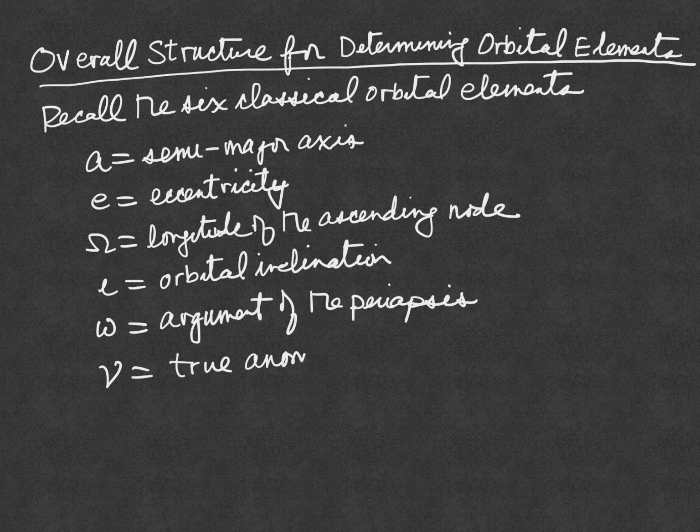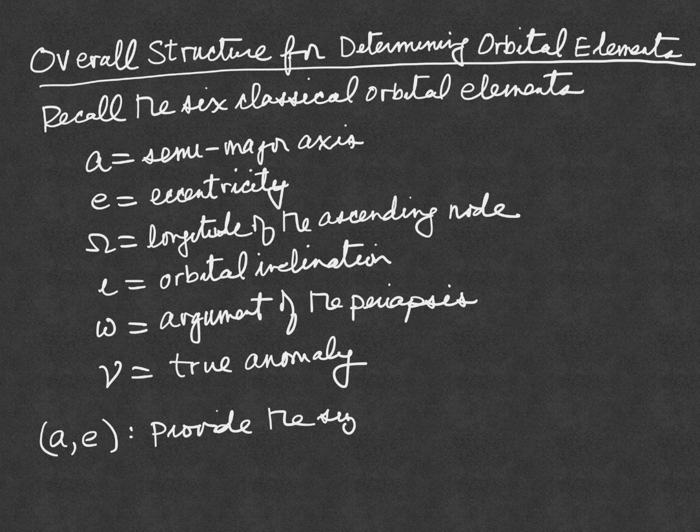Now, the importance of these different orbital elements: A and E together provide the size and shape of the orbit. And in fact, the value of E itself tells you what kind of orbit it is, whether it's an ellipse, a parabola, or a hyperbola.